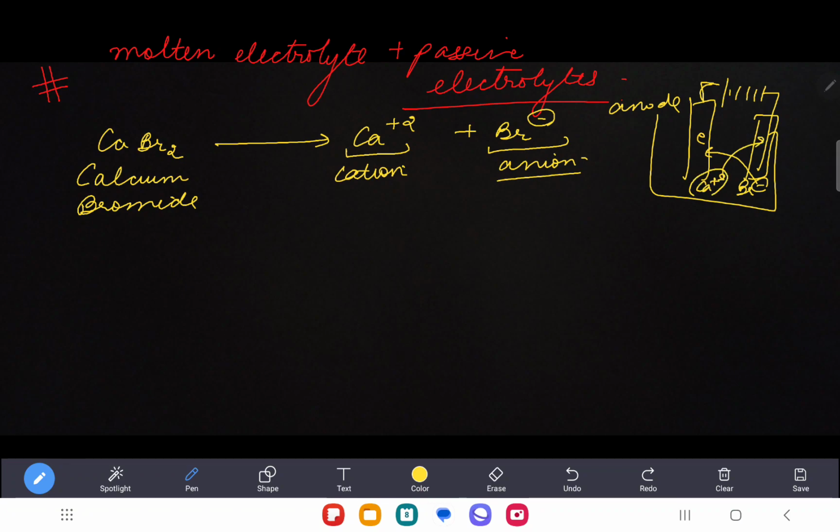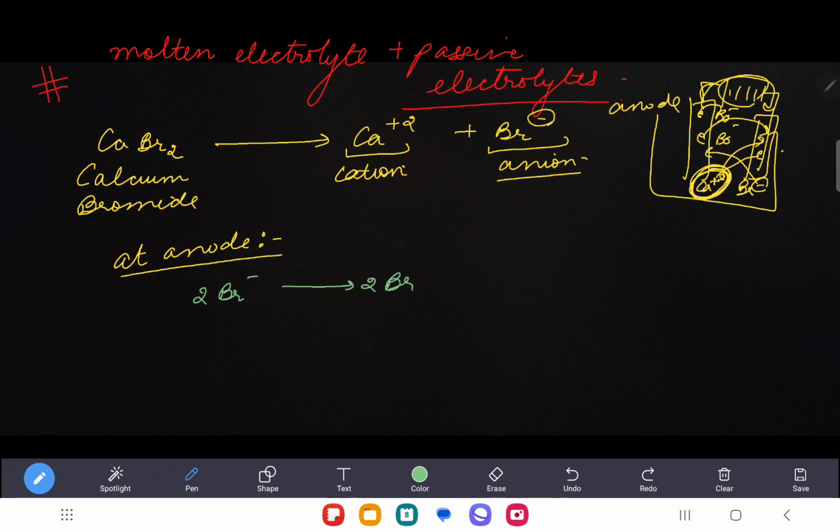Now, to make one calcium ion neutral, it needs basically 2 electrons. So 2 Br negative should donate their own individual electrons. The battery shall transfer those 2 electrons into the other rod. Exactly. So at the anode, we will write down first. At the anode, 2 Br minus gives me 2 Br neutral plus 2 electrons.